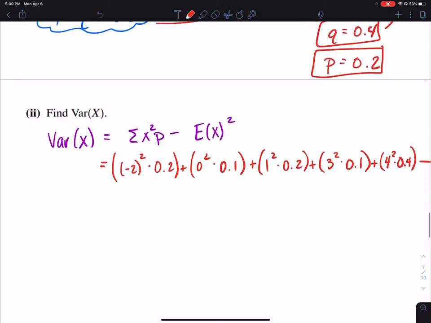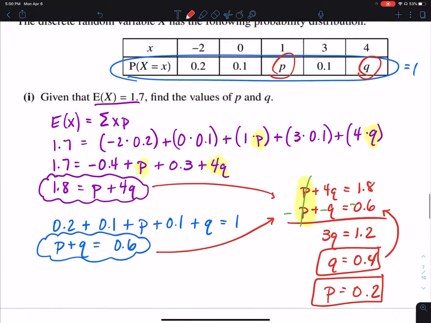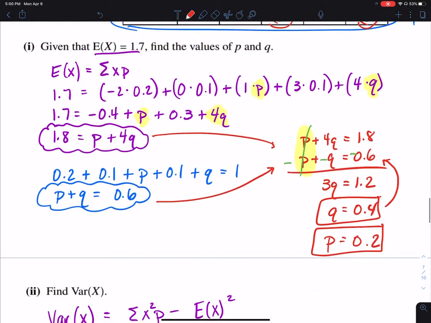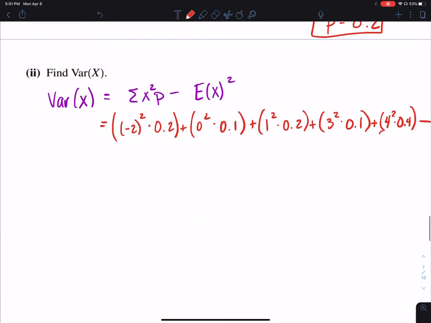Now, we already found our expected value, or we didn't find it, we were given it, and our expected value is given to us to be 1.7. So we just take that value and we plug it down here, and we square it. So minus 1.7 squared. So you have a couple options here. You can plug this all into your calculator. To me, that's a little much. So what I do is I do maybe each individual piece, like maybe I'll plug this in, and then I'll plug that in, and so forth.